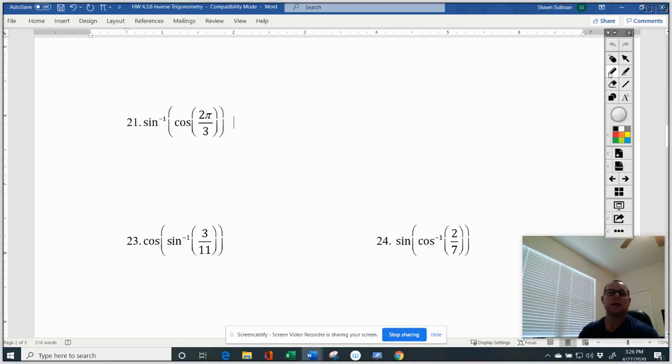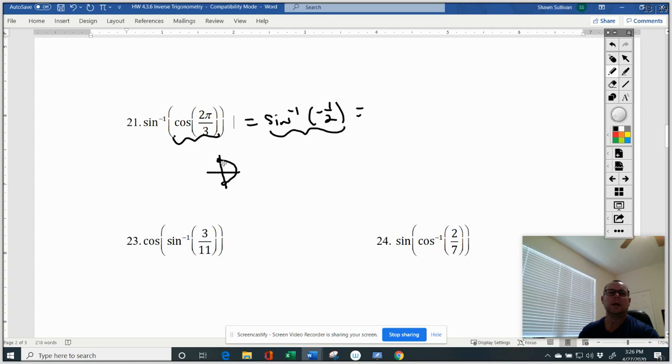Okay. So we need to figure out what cosine of 2 pi over 3 is. And so cosine of 2 pi over 3 is negative 1/2. So this becomes sine inverse of negative 1/2. We go to our unit circle and we're trying to find our y value. And so keep in mind, what is the restriction on sine inverse? So let's think about it.